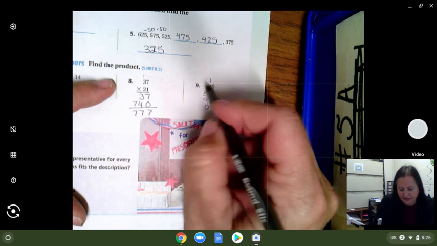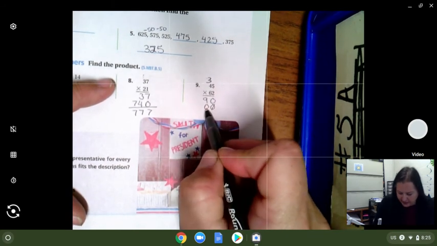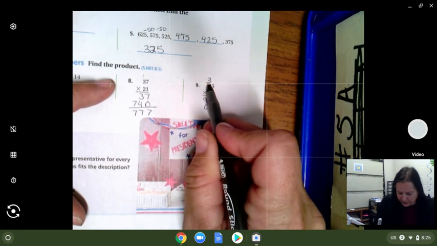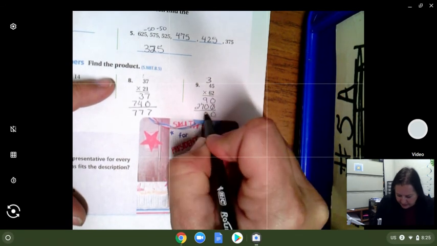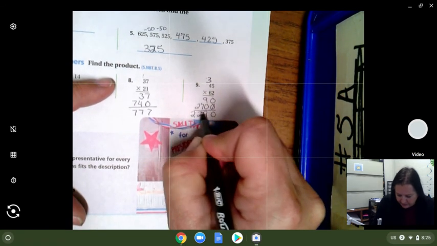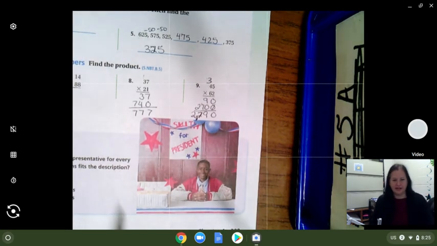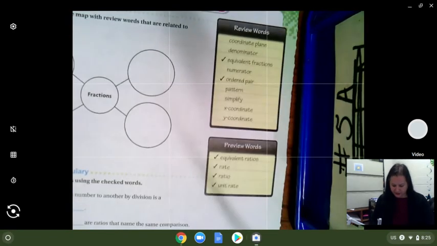6 times 5 is 30. Carry my 3, my tens digit. I put my placeholder in, and I put my 0 down. Then 6 times 4 is 24, 25, 26, 27. We add those 3. And 2,790. Okay, so that is what your Show What You Know will look like.